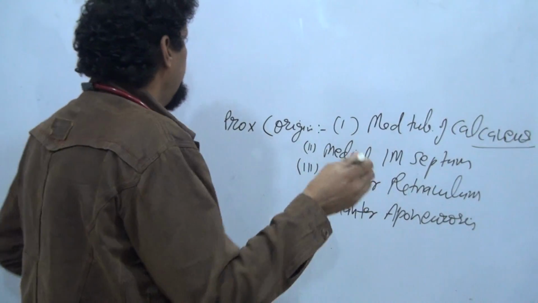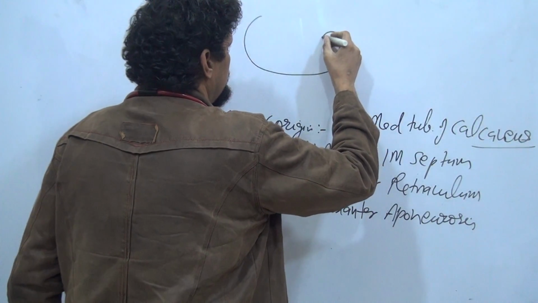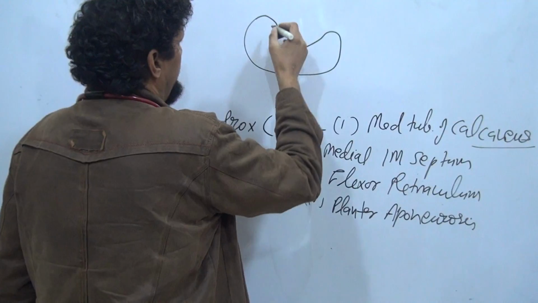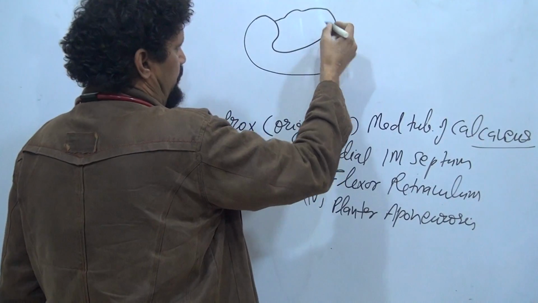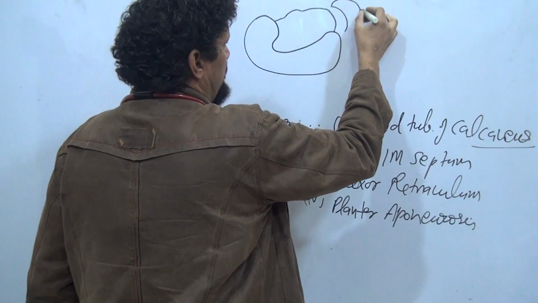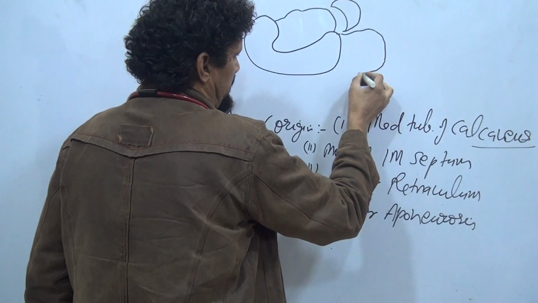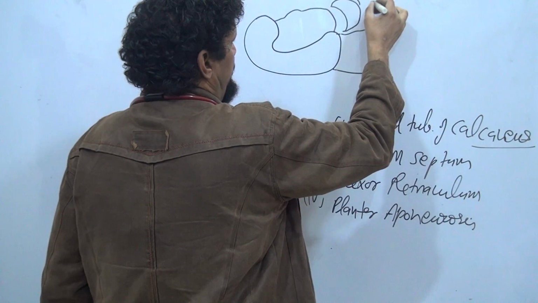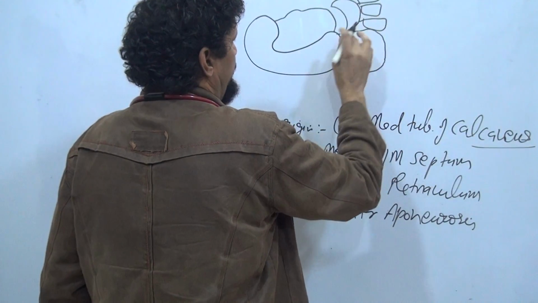Here I will draw the foot. This is the posterior part of the calcaneus, the lower part of the talus. Here we can see the navicular bone, and this part is occupied by the cuboid, the medial, the intermediate and the lateral cuneiform bones.